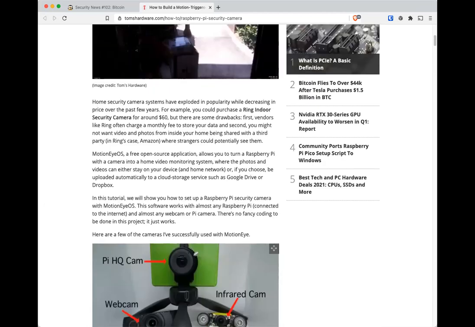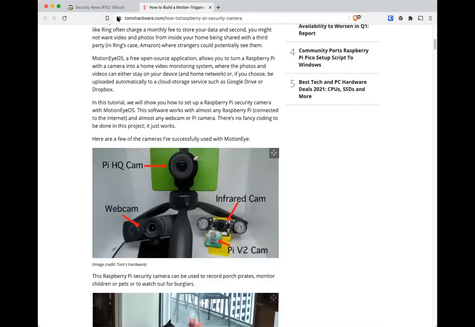And I mean, you can get a really high quality camera for like $50. You can get a crappy camera for $10. So it's pretty cool. And I liked that they did it also with an infrared cam. You did a version with an infrared cam so you can get night shots.